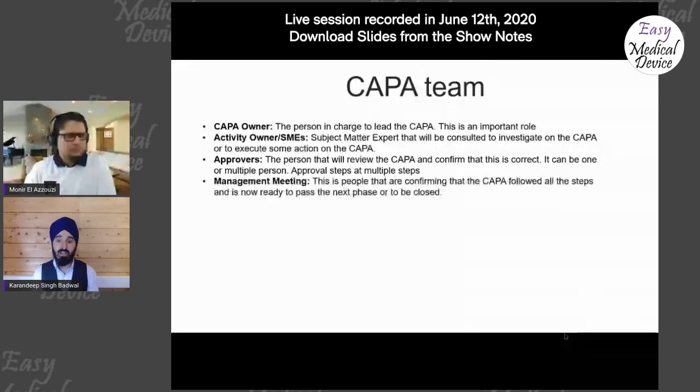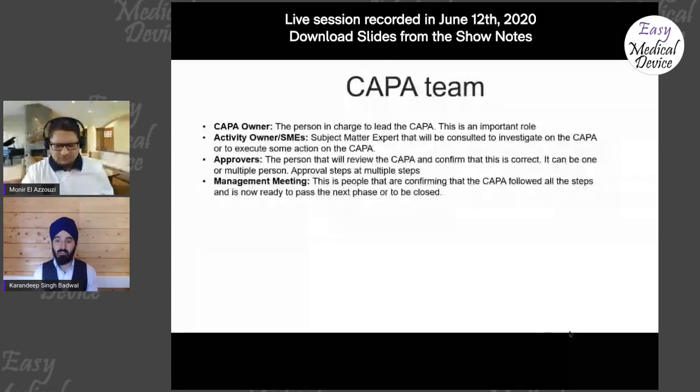And then following that, you have your management meeting, which again is your top line management level staff. So you might have your production managers and your quality managers all together who will sit down and decide, okay, we're going to have this CAPA. What are the next steps? What do we need to do? How much time do we need to allocate? Who are the people involved? And how are we going to go about opening and closing it?